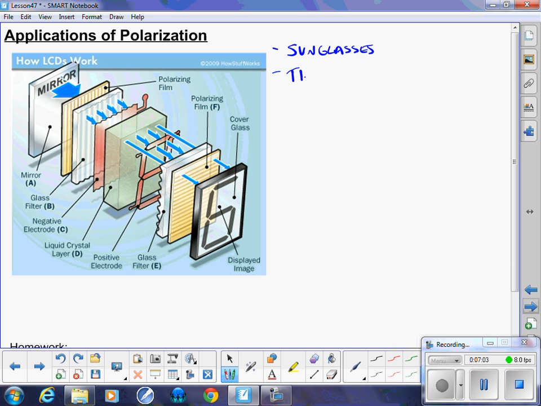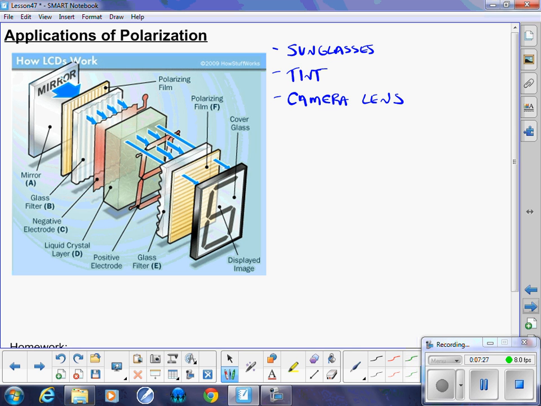Tint on windows. Okay, gets rid of the glare. So the tint on your window has some kind of polarization agent. Someone earlier in the course, they were kind of into cameras, camera buff, and they said the camera lenses are polarized. What it does is it reduces the glare reflection off whatever they're taking the picture of.